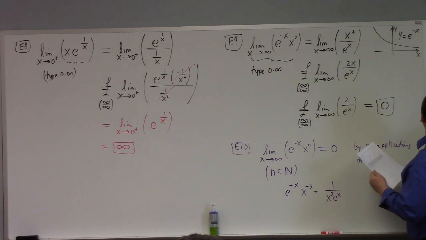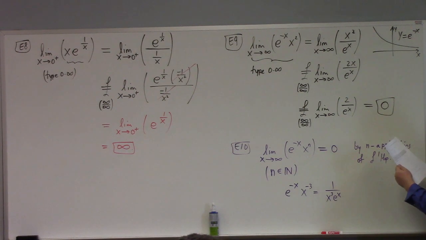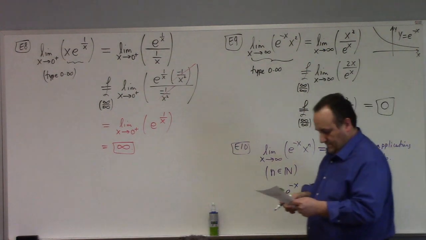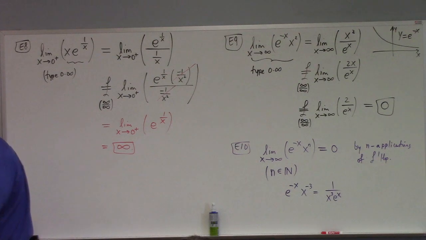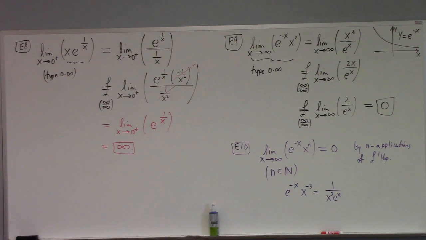Example 11. Here we've got the limit as x goes to infinity of x squared over the natural log of x. So now what am I doing? I'm comparing polynomial growth to logarithmic growth, right? That's what's going on in this example. What do you think is going to win? Logarithmic or polynomial? Which grows faster? I think you're right. I think polynomial is going to win.